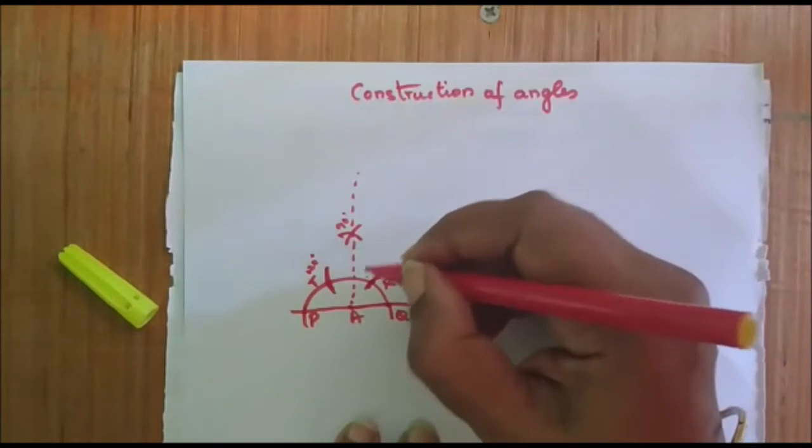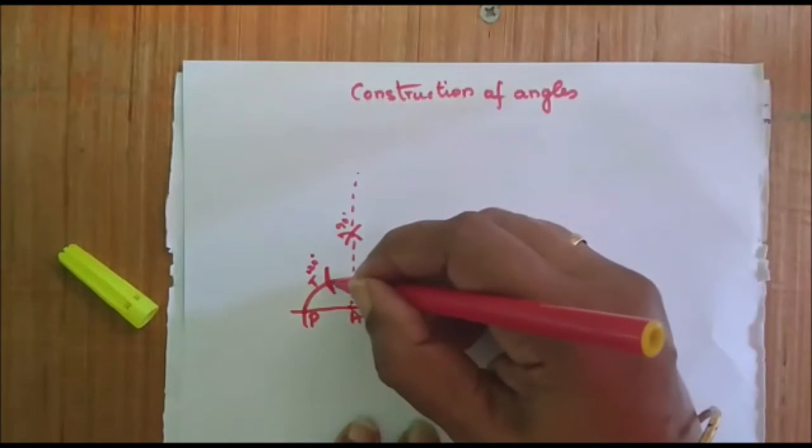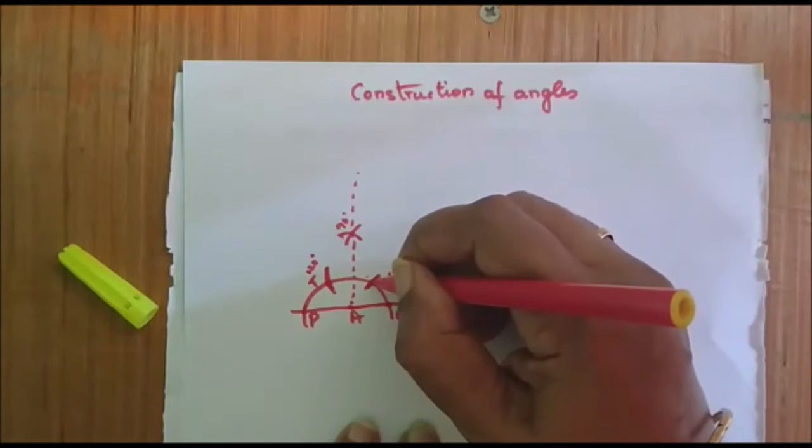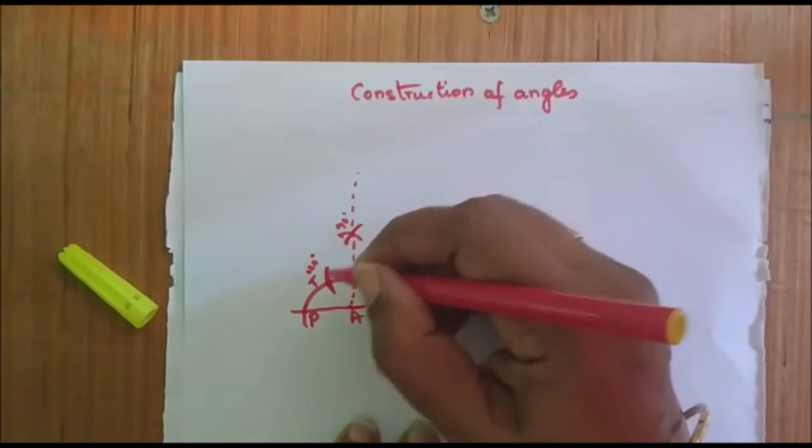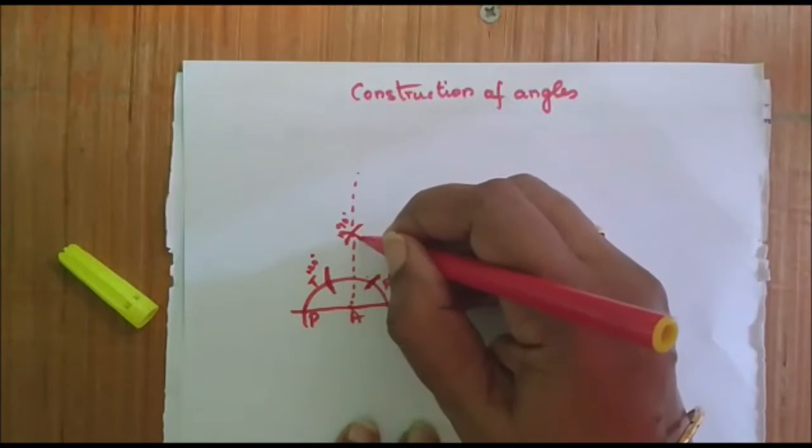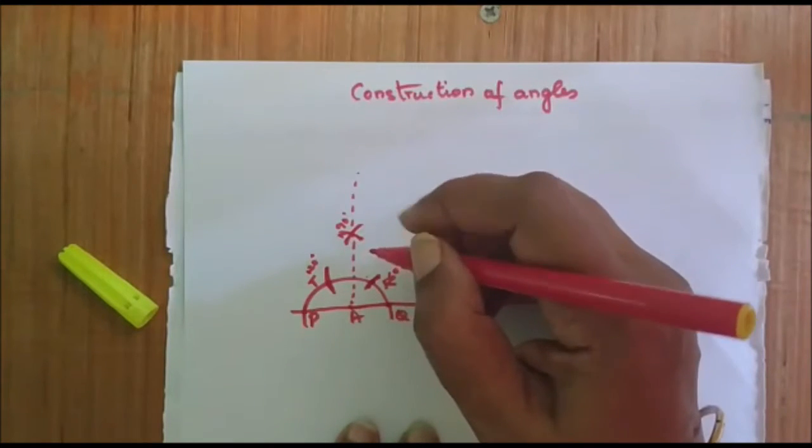I hope you understand. This was 60. I made another arc at 120. Then I kept my compass at 60 and drew an arc here. I kept it at 120 and drew an arc here. I got 90 degrees.